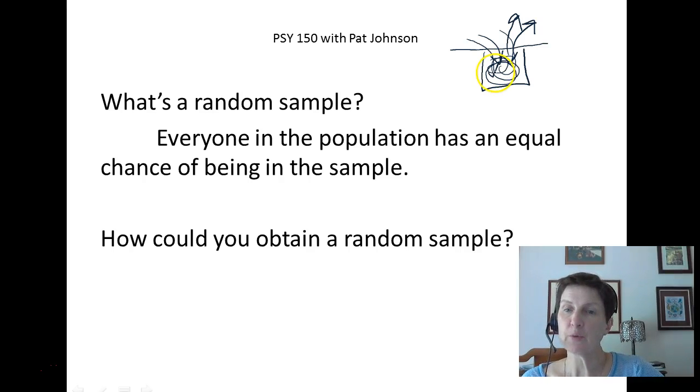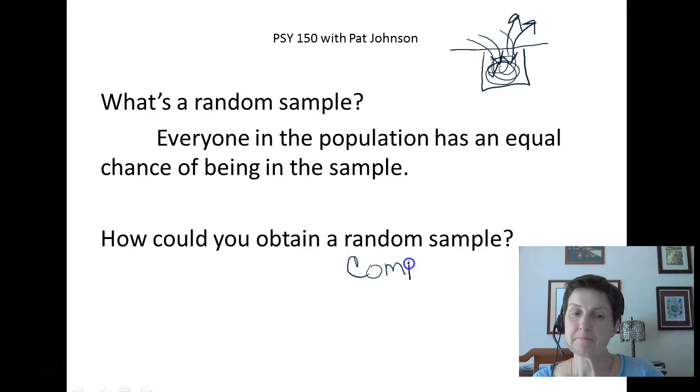Now, obviously, researchers don't use hats and little slips of paper anymore. This is done by computers. So a computer program could put everybody's name in and draw the certain number of names where everybody's name had an equal chance of being picked, and that is random sampling.